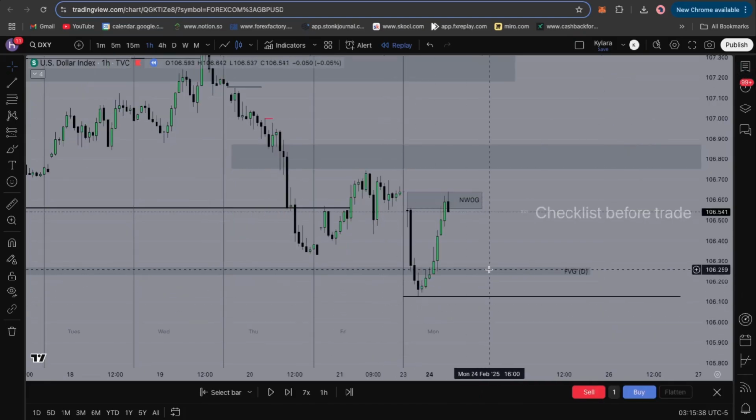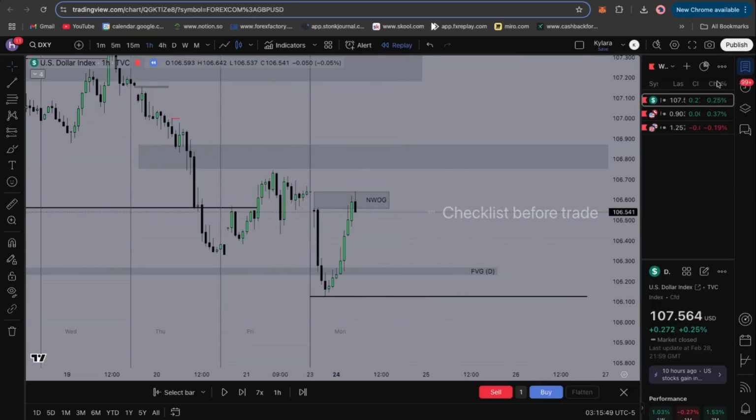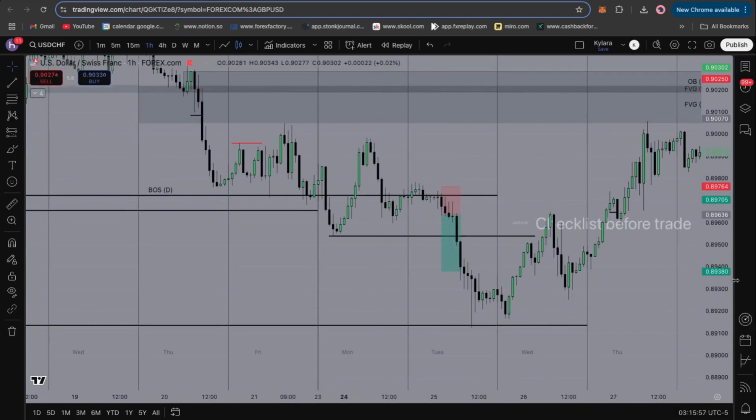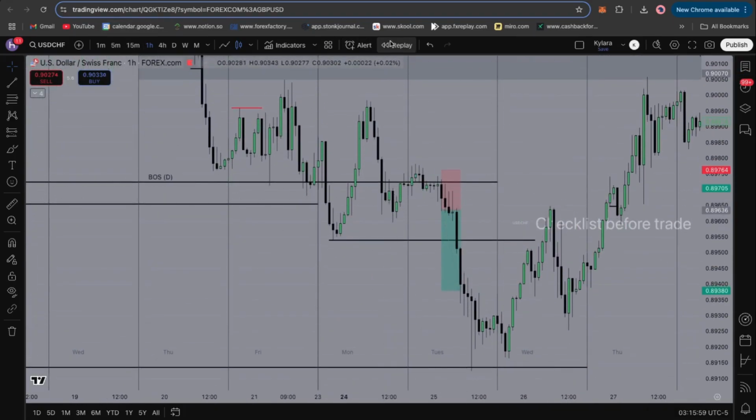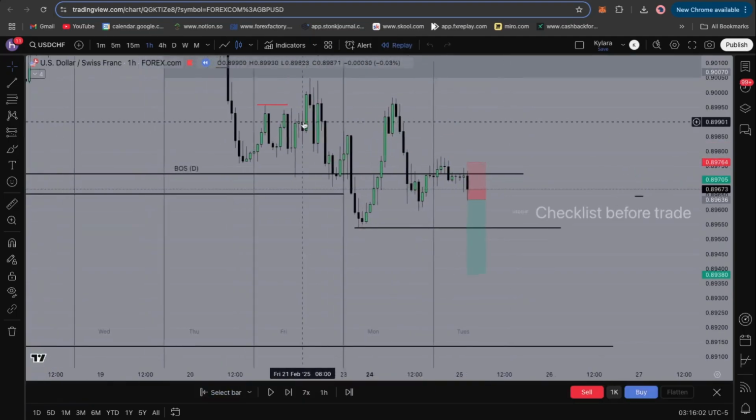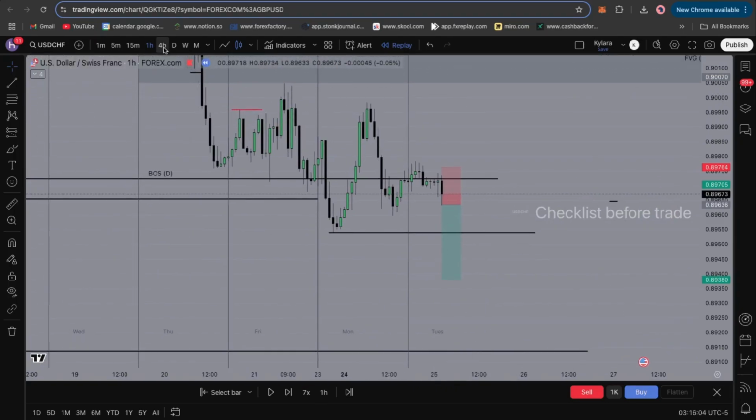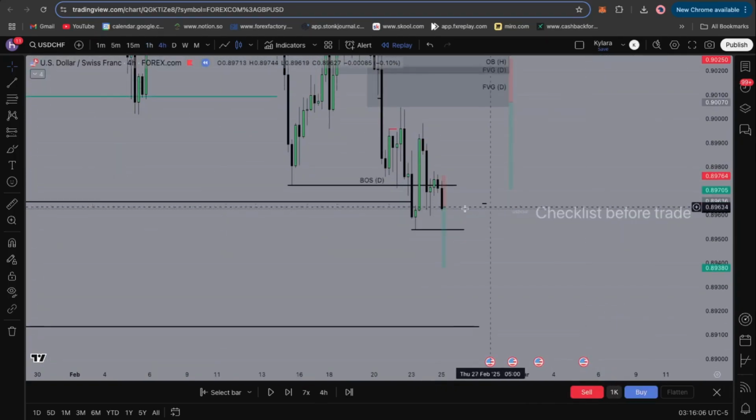So after this happened, I identified I made an error. I identified what is most likely to have caused the error and how I can move forward. I journaled all of that, and then I come back the next day. So if we go over to USDCHF, I took this lovely short. If I go back here, I'll point out to you why I took this trade.